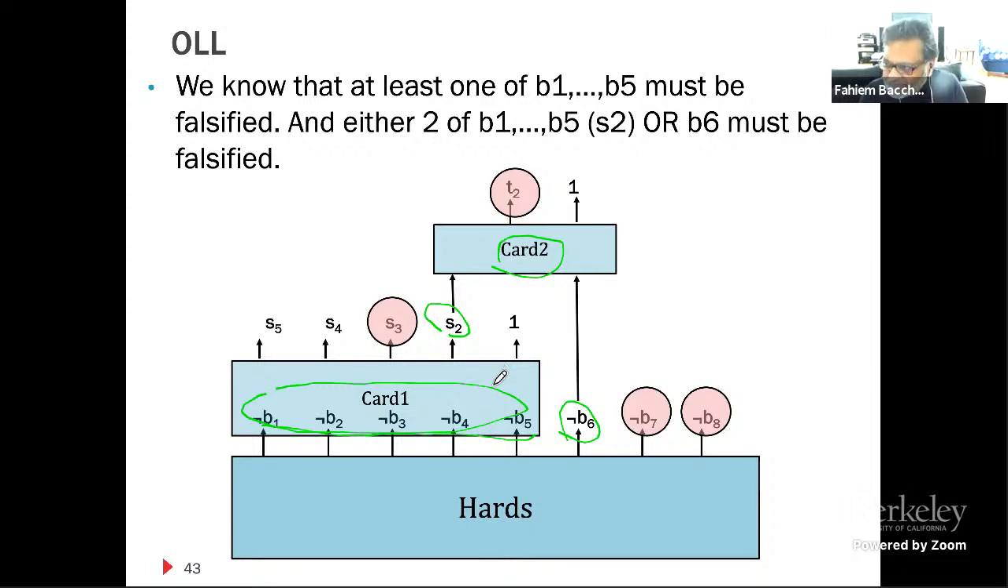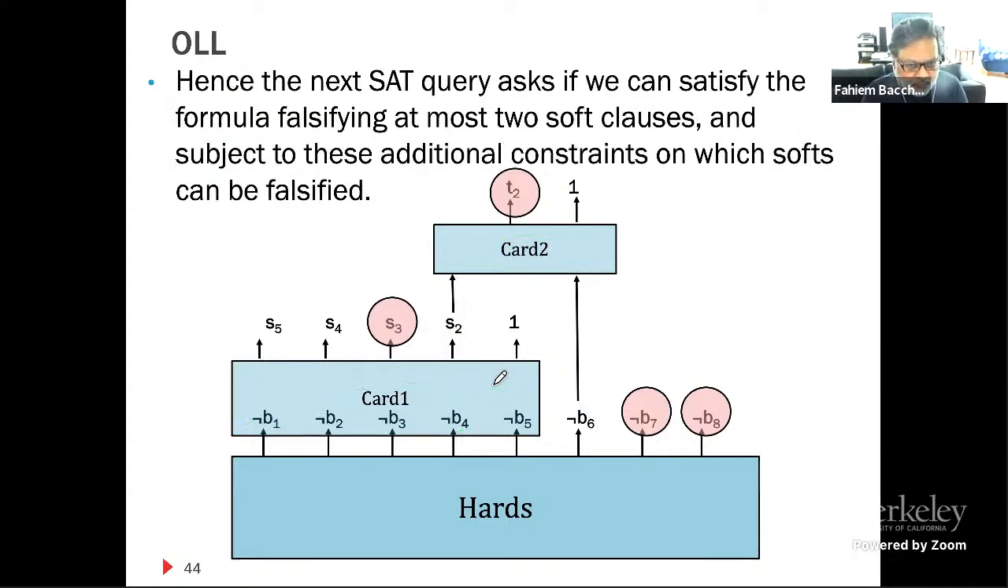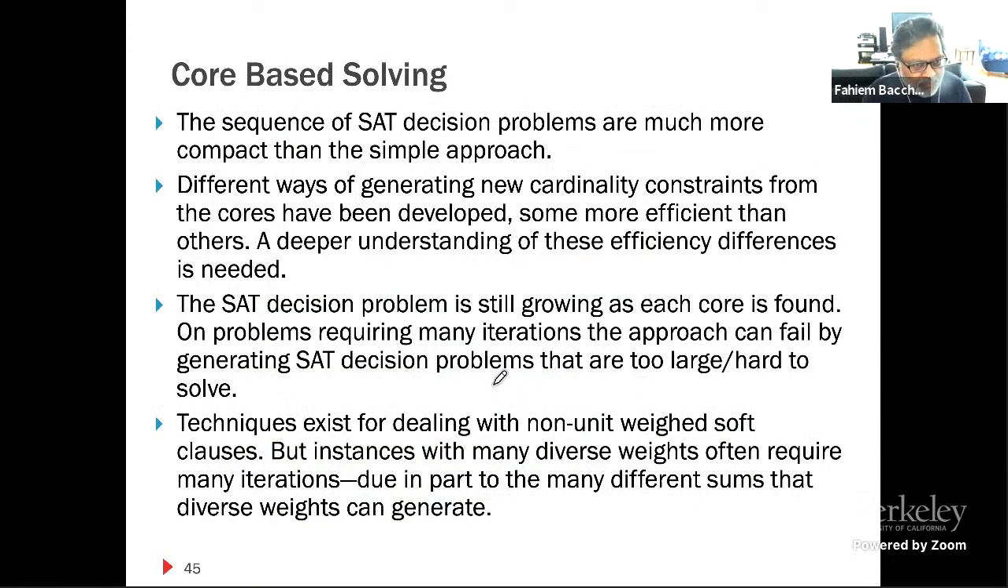And that's the information you're giving to the SAT solver when you're asking it to find now a solution that falsifies at most two soft clauses. You've also given it the information you've gotten from the previous two SAT solves. And that makes it much more efficient. And you keep on going. And this works pretty good. It's one of the best ways of solving MaxSAT.